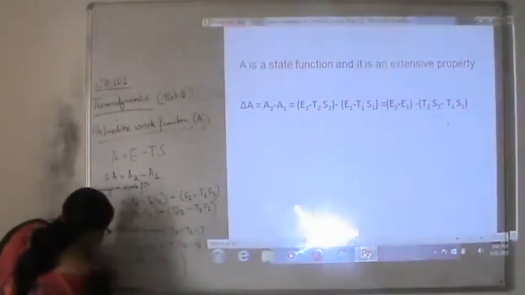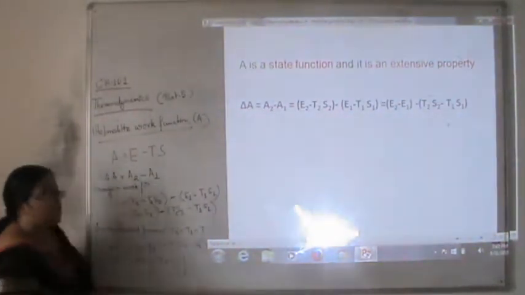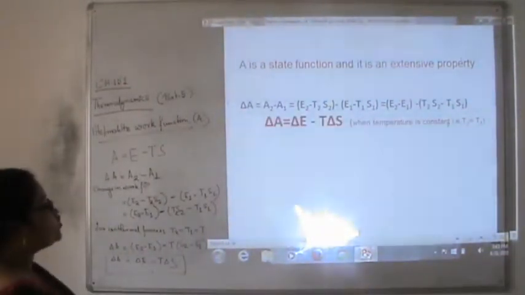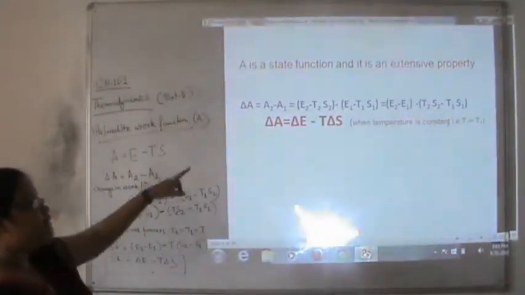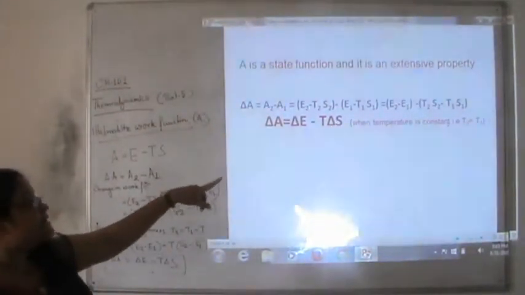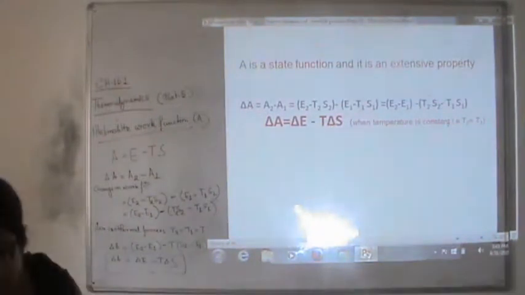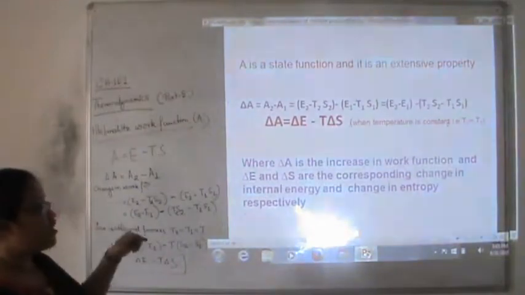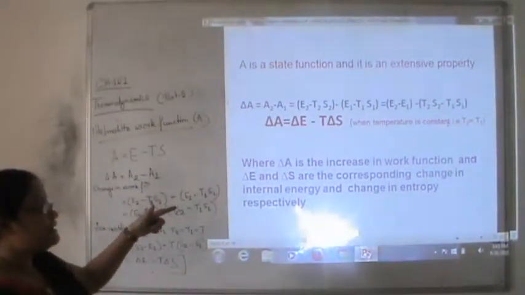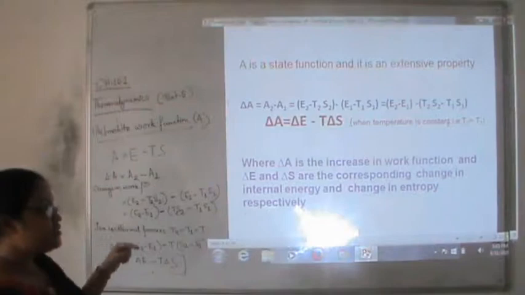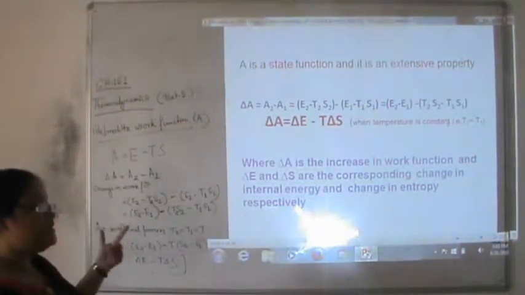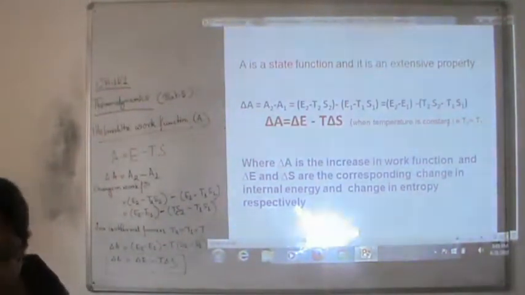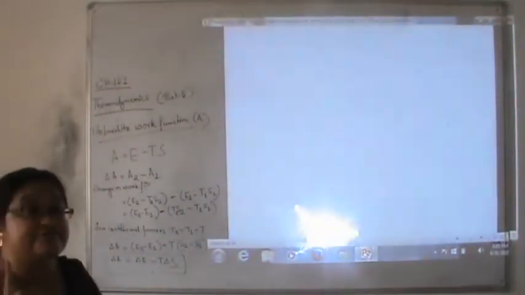Another form of expressing work function: delta A is equal to delta E minus T delta S, where temperature is constant, that is T2 is equal to T1. Here delta A is the increase in work function, and delta E and delta S are the corresponding changes in internal energy and entropy respectively. Increase in work function, but decrease in it gives free energy.